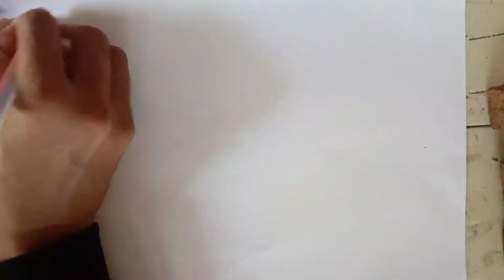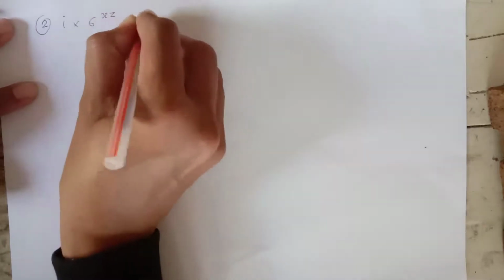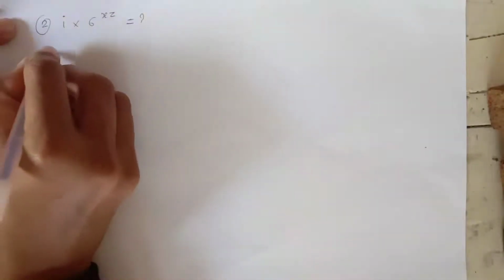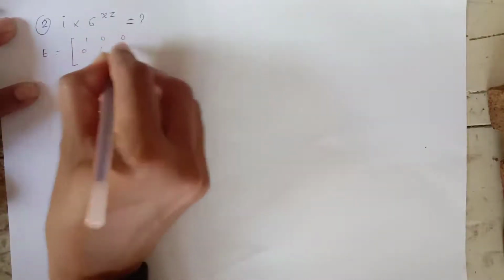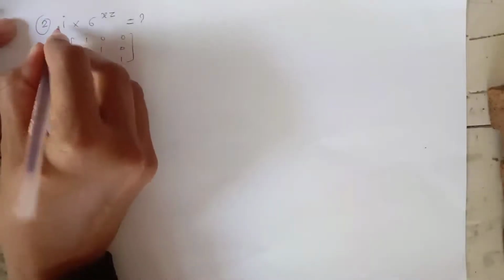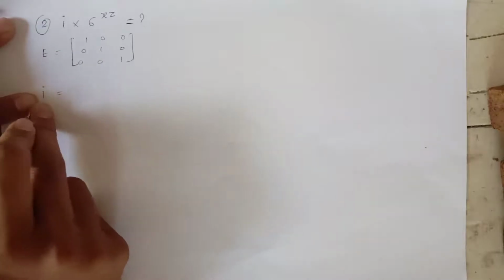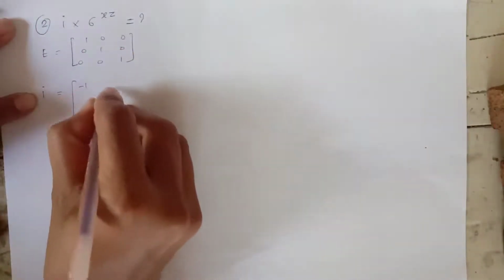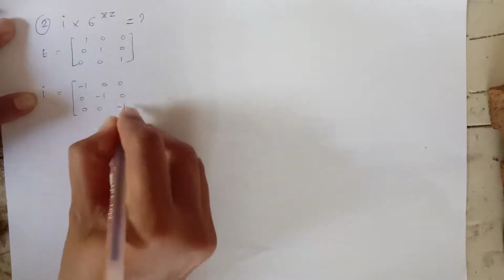Second example, I into sigma xz, which is equal to, you have to find out that product. First you have to write the matrix 1 0 0 0 1 0 0 0 1. What is the first operation here? I. When you perform the I, that means inversion, on this matrix, all the diagonal elements become negative. So here minus 1 0 0 0 minus 1 0 0 0 minus 1.